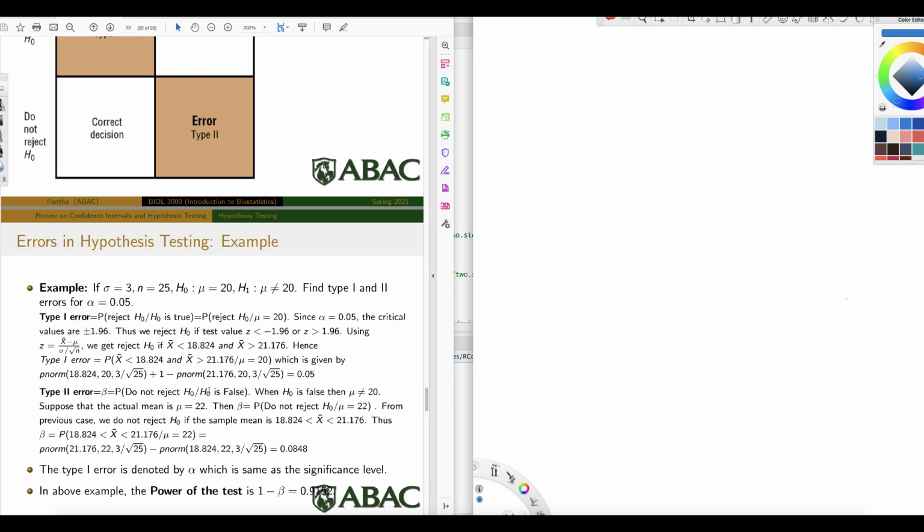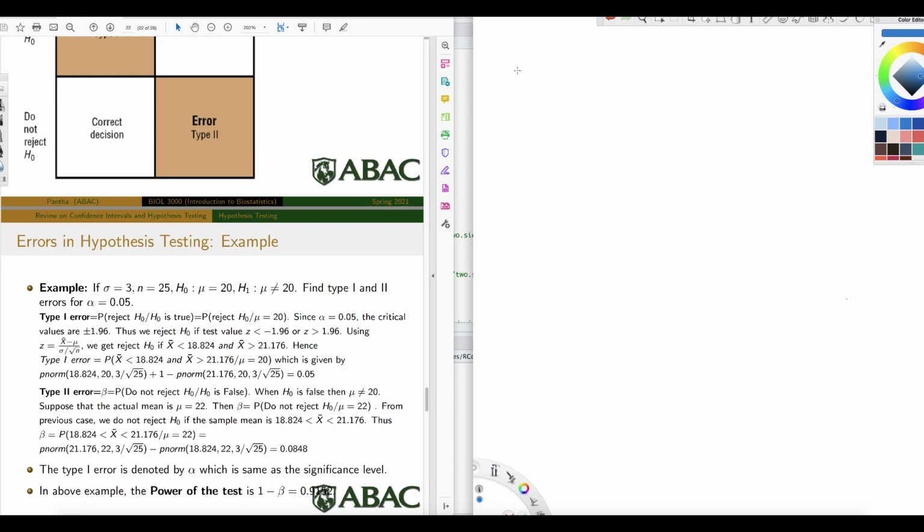Let us see an example of how we find the power of a test by hand. But to find the power of a test, we usually use software. I'm going to do one example by hand. You want to find the type 1 and type 2 error. Type 1 error is always alpha, so whenever alpha is given, that is the type 1 error. But I will follow the definition. What is given here?